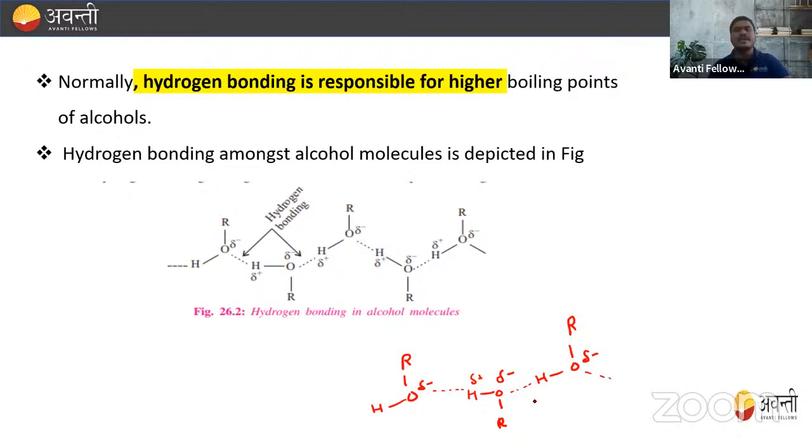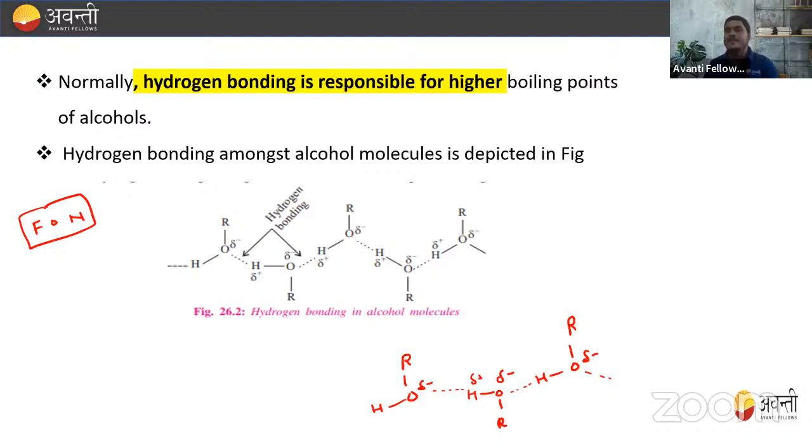So this is known as hydrogen bonding. Due to the hydrogen bonding among alcohol molecules, here hydrogen bonding takes place among the hydrogen molecules. We all know what hydrogen bonding is. Hydrogen bonding means only these three elements, FON. Always remember this name as FON, right? F-O-N. Only these three elements have the capacity to form hydrogen bonding.